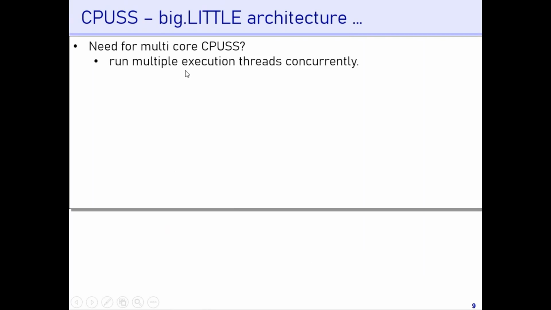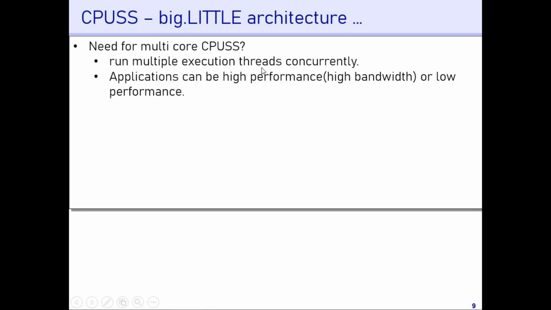Now, as we discussed, what is the need for a multi-core subsystem? It runs multiple execution threads concurrently. Applications can be high performance, which require high bandwidth, or low performance. The high performance applications will be scheduled to run on the high performance cluster. Low performance applications will be scheduled on the low performance cluster. And who makes that decision?